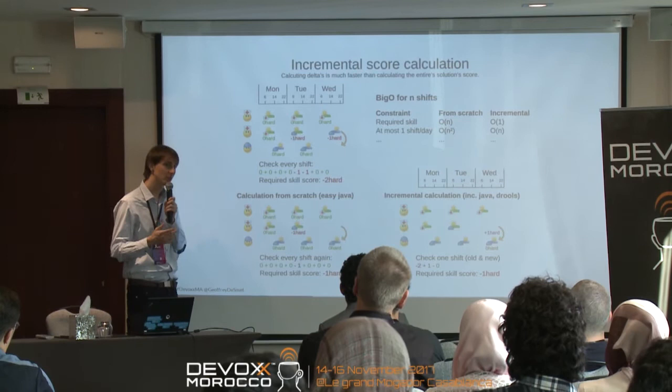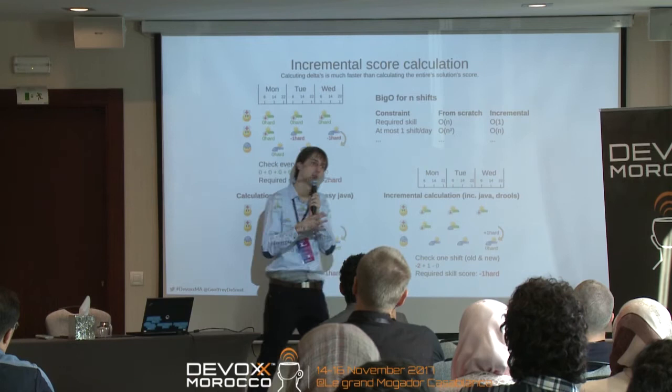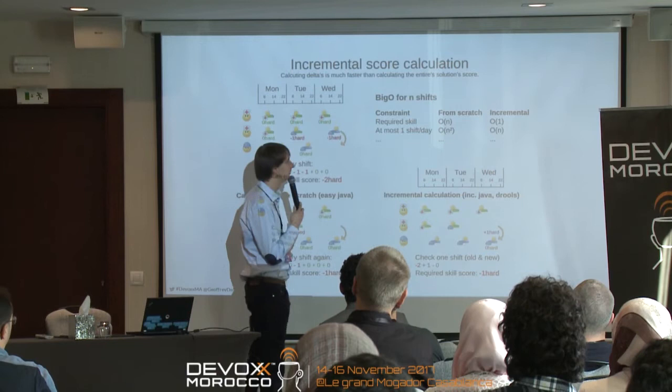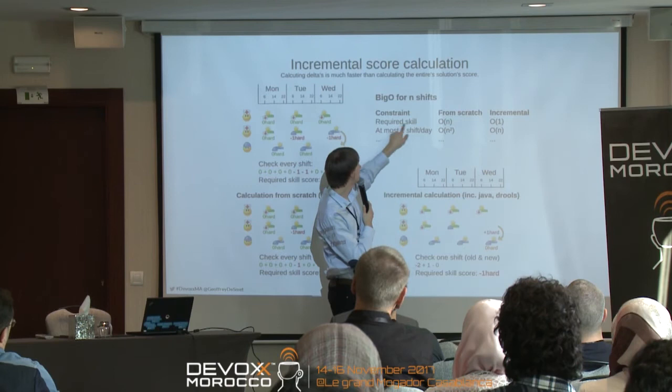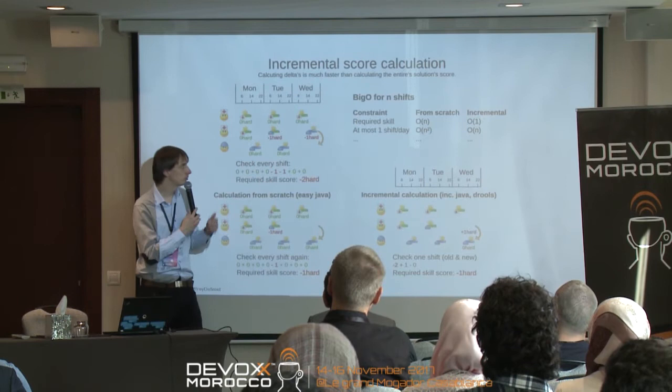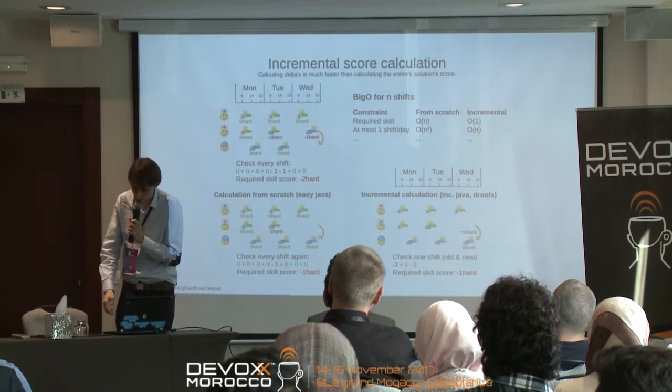In theory, at least. In practice, you won't get that number, but you will have an insane scalability gain. So for those who like the theory behind it, the big O notation, basically if you do it from scratch, the required shift is O(n) and now it's O(1). So it's a different ball game, right? It's huge.